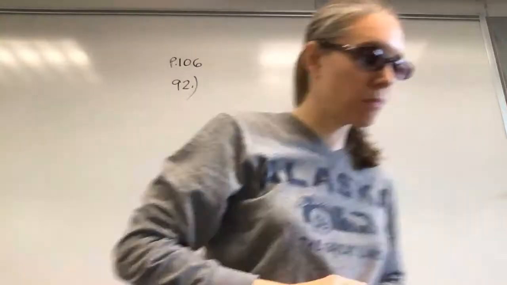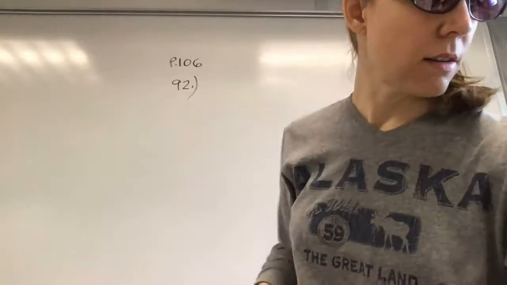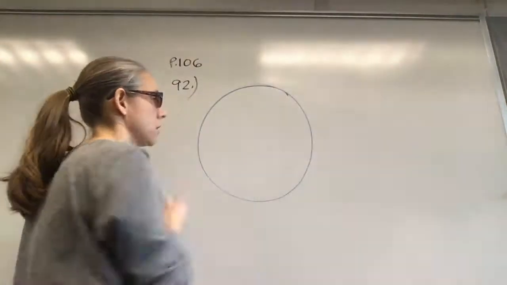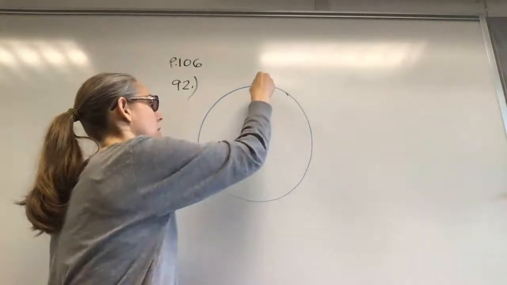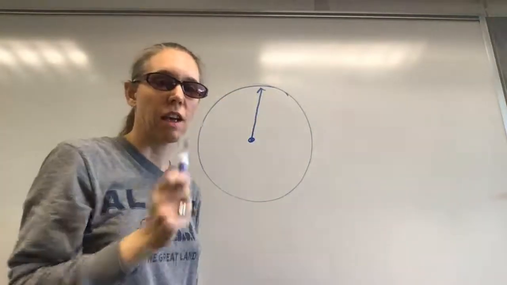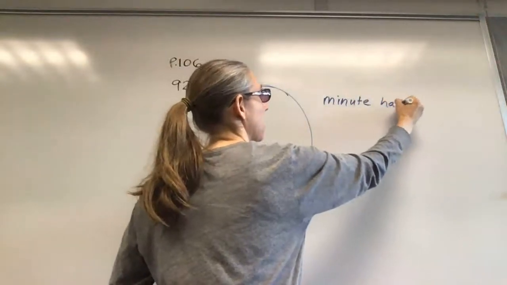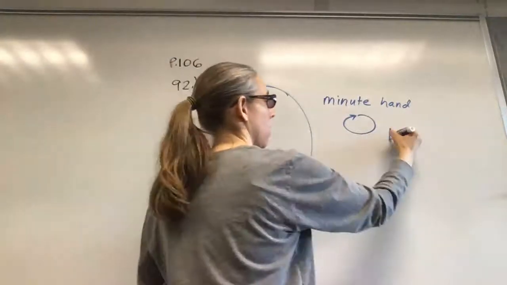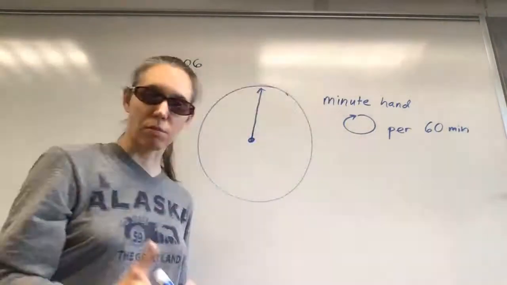Okay, so from page 106 of your book, number 92. Through how many radians does the minute hand on a clock rotate in 12 hours and in 3 hours? Okay, so let's start with 12 hours. The minute hand on the clock rotates around the clock once every hour, okay? So the minute hand goes once around the entire clock every 60 minutes or every 1 hour. That's what a minute hand does.